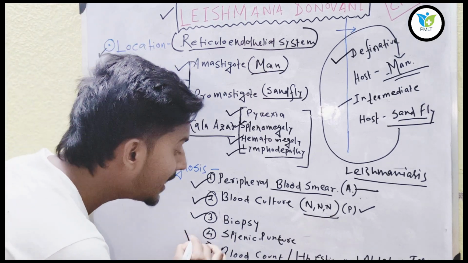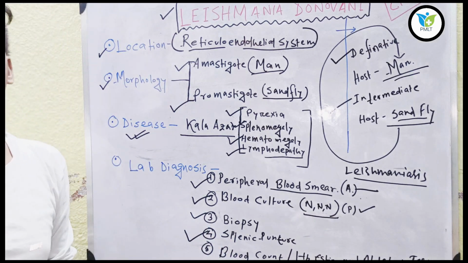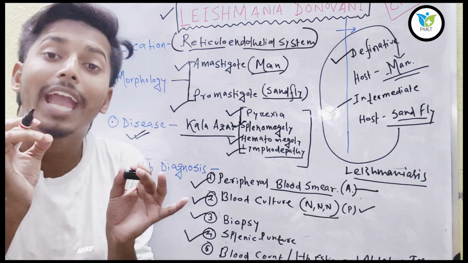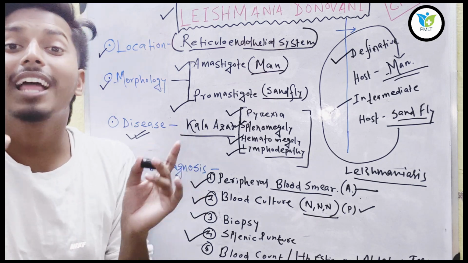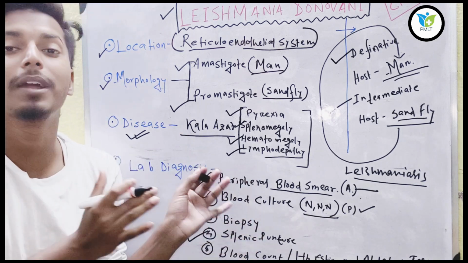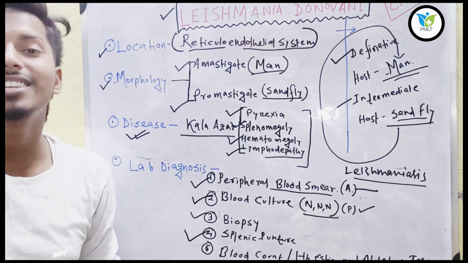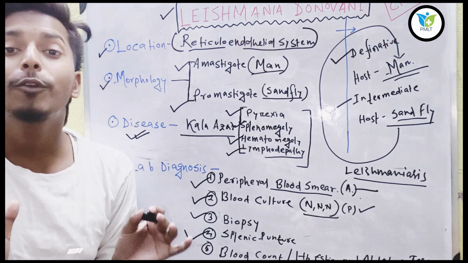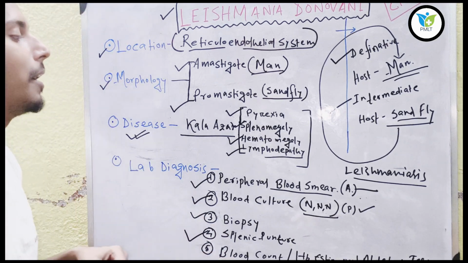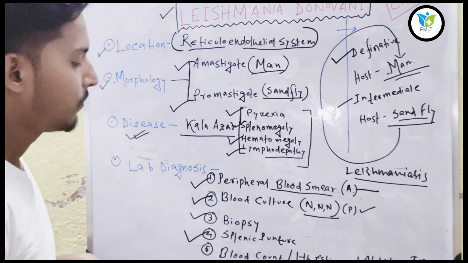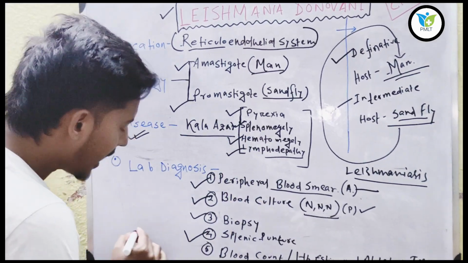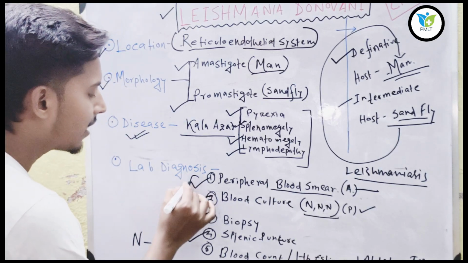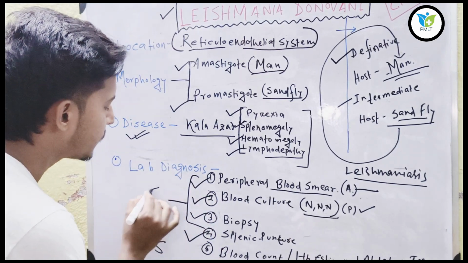After that, splenic puncture. Whenever splenomegaly is happening, we might do the splenic puncture. That is an optional thing we might do in our laboratory diagnosis section. We might do the puncture of the spleen so that we can easily identify the amastigote form from the spleen. After that, those were all the specific tests.